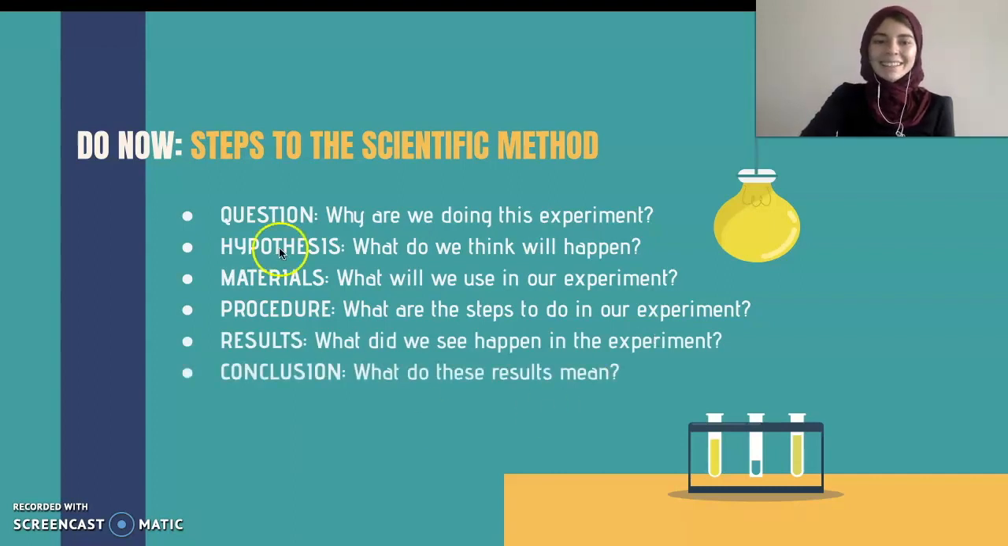All right, so here are our steps: question, hypothesis, materials, procedure, results, conclusion. Make sure you know these. This is super, super important.